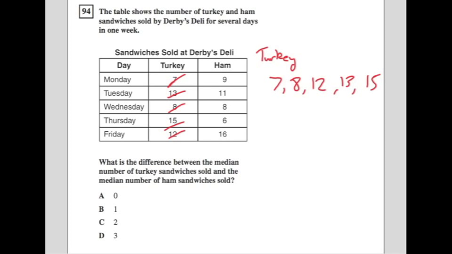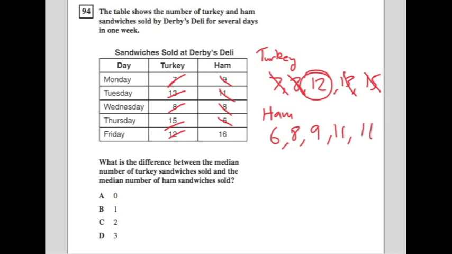So as you can see, my median, my middle number, is 12. I can figure that out by crossing one out at a time on either side, and I'm left with 12 in the middle. Let's find our ham sandwiches, our median of ham. We got 6. Cross it out. 8, 9, 11, and 16. So once again, I'm going to cross out one from the left, one from the right, one from the left, one from the right, and my middle one is 9.